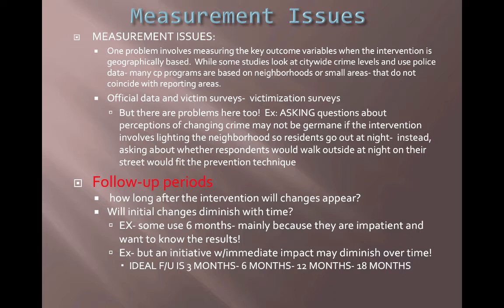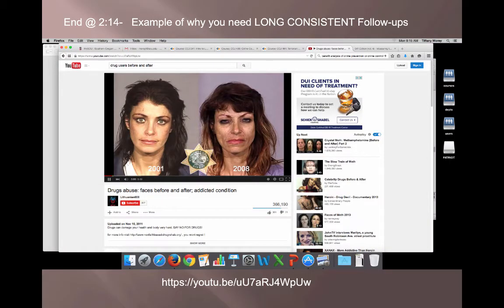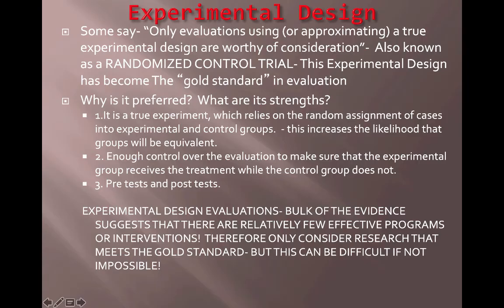There also needs to be a look at follow-up periods. How long after an intervention will changes appear? Will it take 6 months, 12 months, 18 months? These are just some measurement issues. Here is an example of why you need long, consistent follow-ups. This was a great YouTube video that showed some booking photos, from 2001 to 2008, called Drug Abuse, Faces Before and After. It gives you a good idea of why we need long, consistent follow-ups.